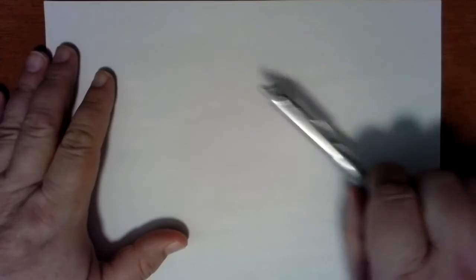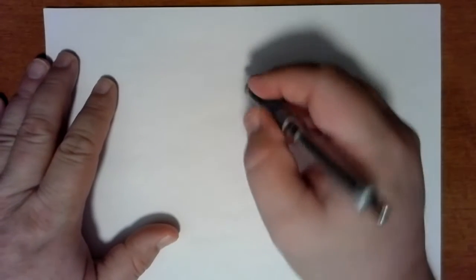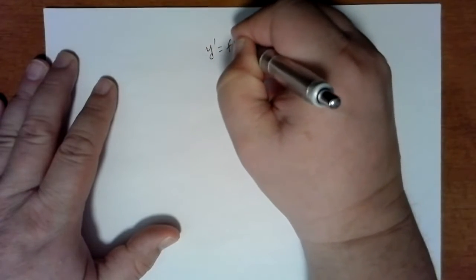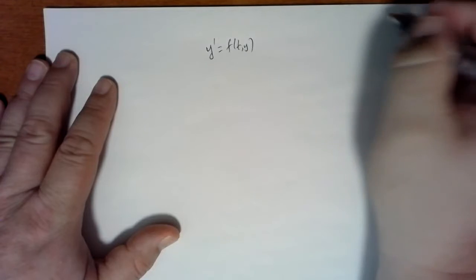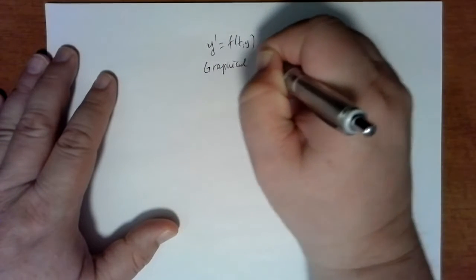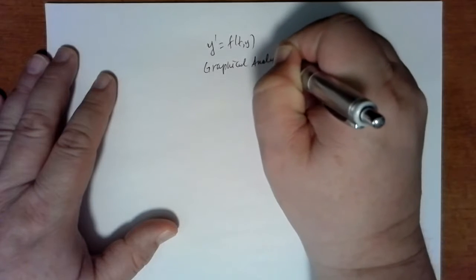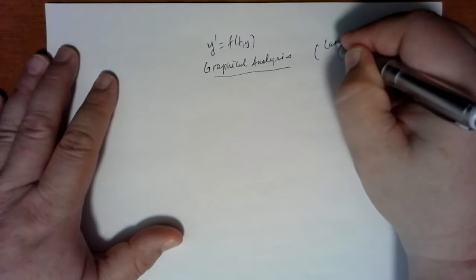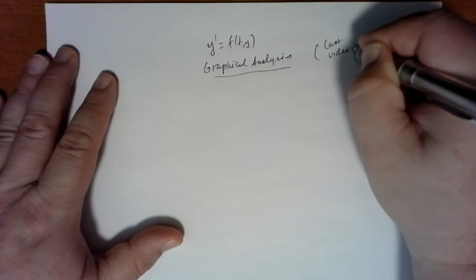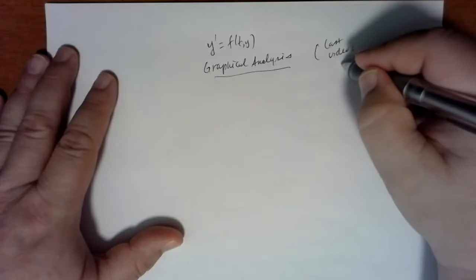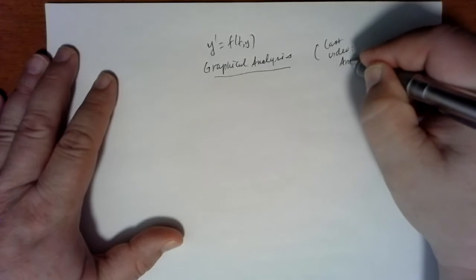Okay, so we're continuing on our review, and we're working on y prime equals f of t, y, right? And we're thinking about graphical analysis. In the last video, we summarized the technique of finding a solution analytically. Analytic solution.